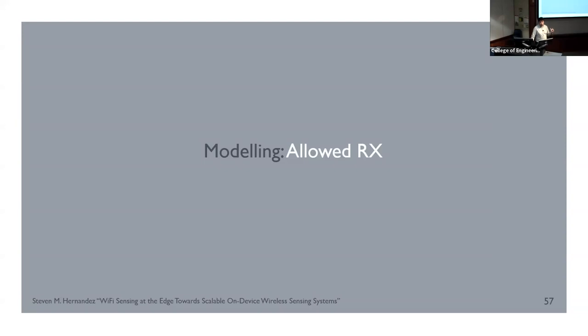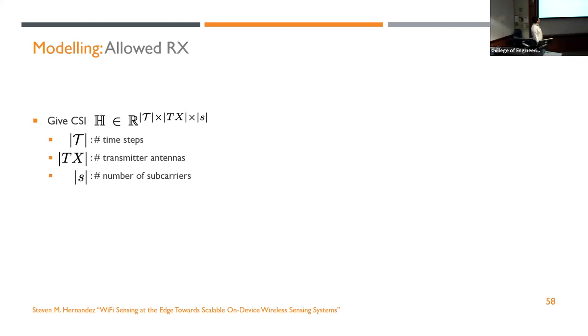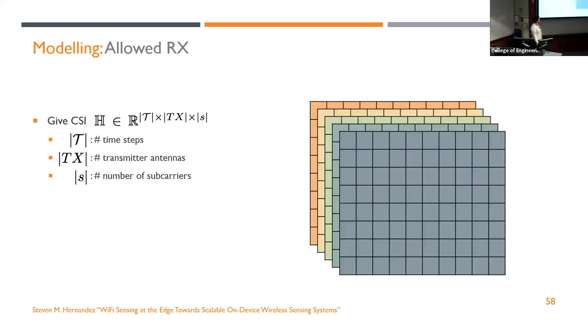So like I mentioned, there are two different sets of devices. We have allowed and we have disallowed Wi-Fi sensing devices. So first we want to model this allowed RX case. In the allowed RX case, we'll have a three-dimensional tensor, something like this. On the x-axis, we have time. Each time we collect some data, and each time we collect some amount of subcarrier frequency, amplitude and phase. And we also have five transmitters.